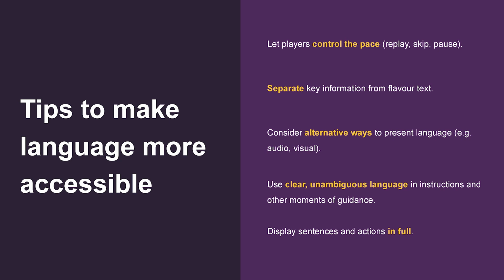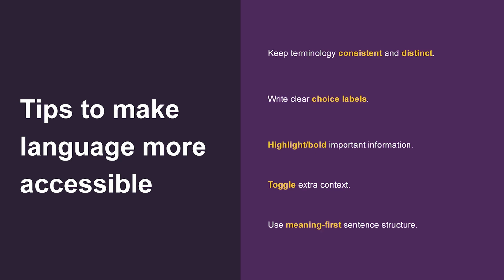Separate key information from the flavor text. Consider alternative ways to present language. Some people prefer just audio, some people prefer visual, some people prefer both. So if you can give them that option, even better. Use clear, unambiguous language in instructions and other moments of guidance. No idioms or metaphors where you can, and display sentences and actions in full when appropriate.